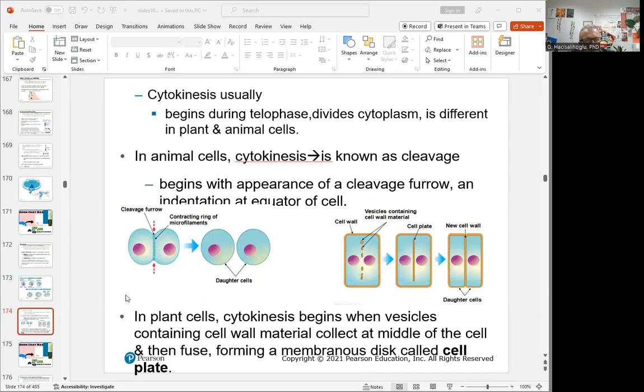Here is a little more information about it. In animal cells, this cutting area in telophase is called the cleavage furrow. In plant cells, it's called the cell plate. But it's the same idea, with different names.